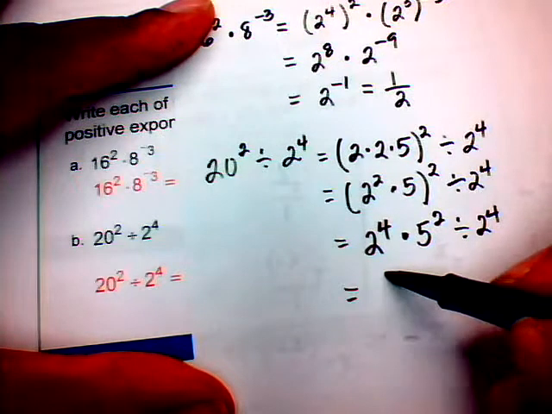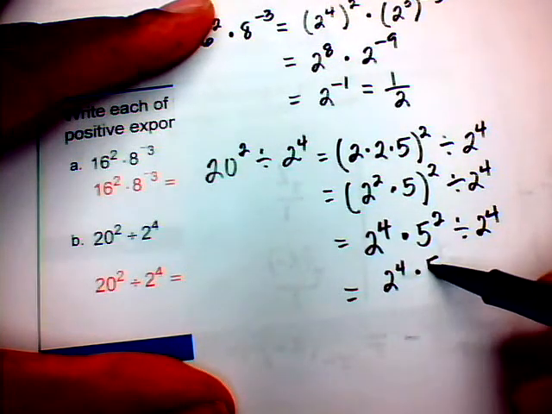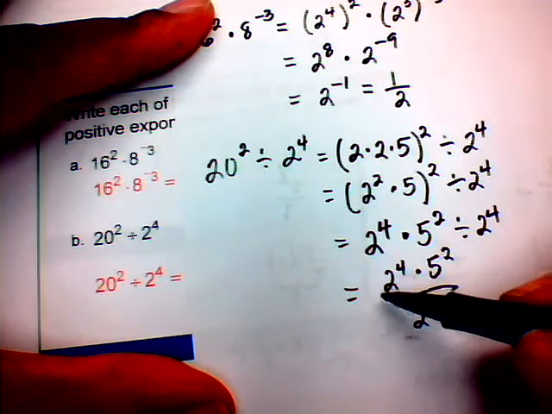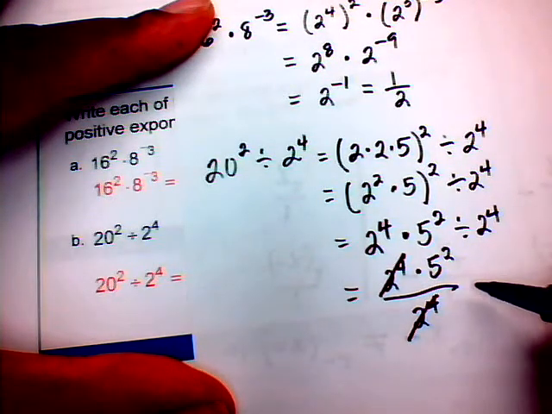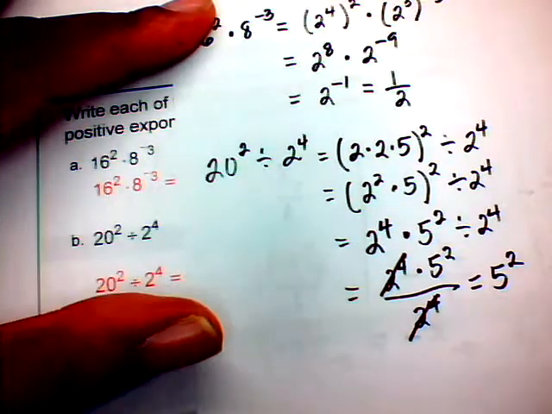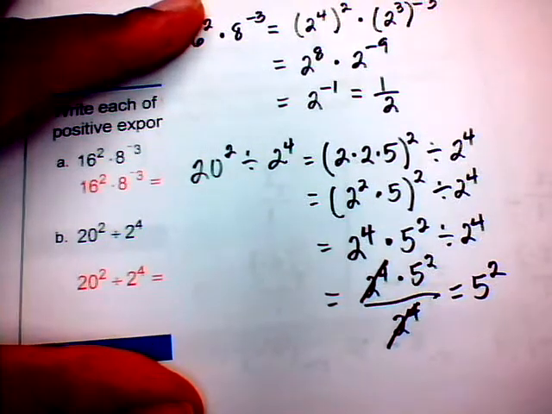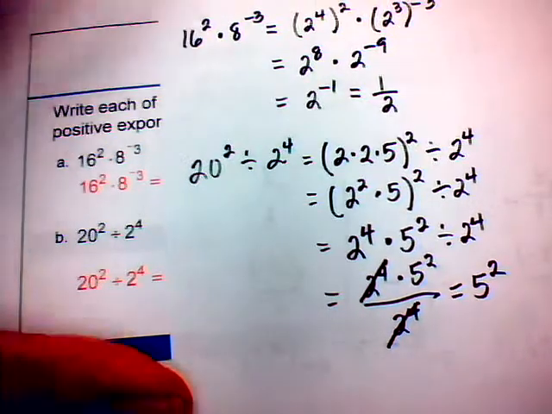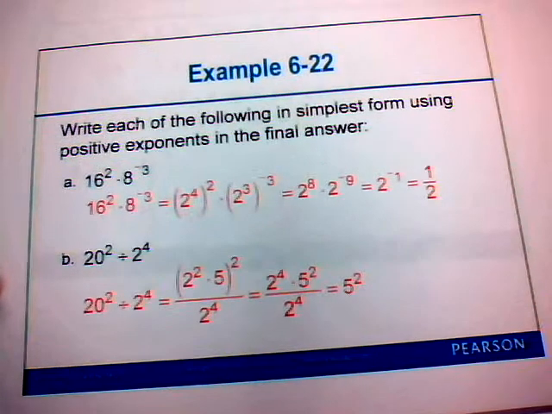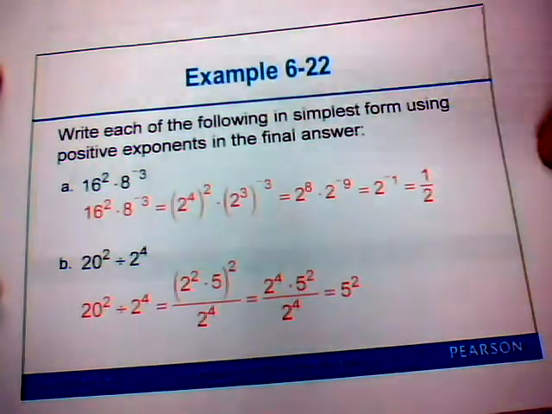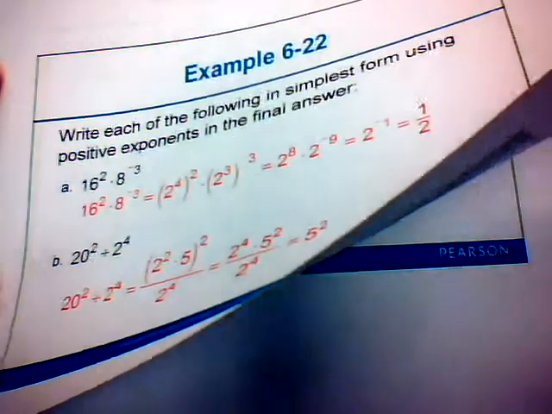Now, if I write it like this, 2 to the 4th times 5 to the 2nd, and all that's divided by 2 to the 4th, you can see 2 to the 4th is going to be gone. You'll just simply be left with 5 to the 2nd. Or you can write 5 to the 2nd as 25 if you like. In this case, they left it as an exponent, in exponential form, 5 squared.